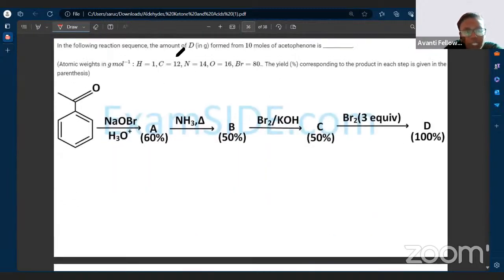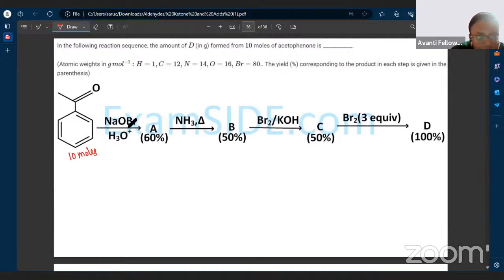Okay. So in the following reaction sequence, what is the amount of D formed from 10 moles of acetophenone? The percentage yield of the corresponding product is given in each parenthesis. You have to find out the D from 10 moles of acetophenone. So I'm taking this acetophenone as 10 moles.